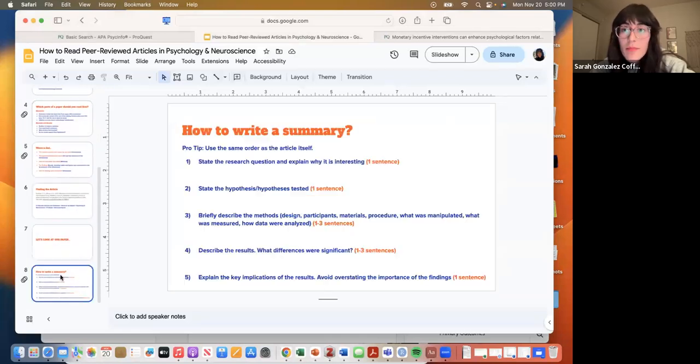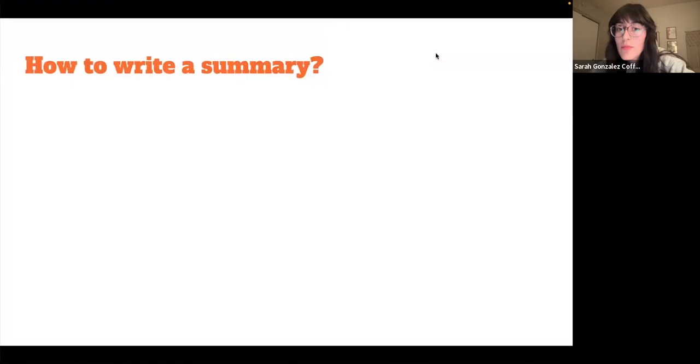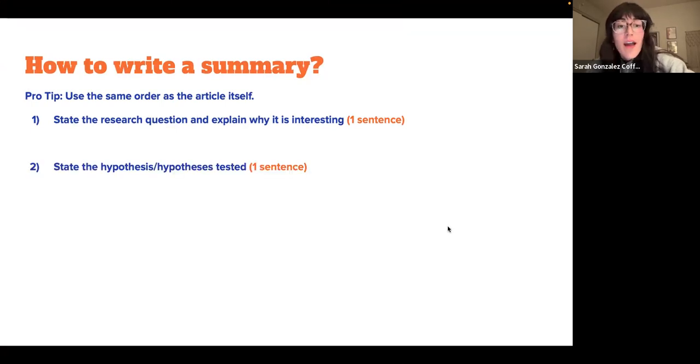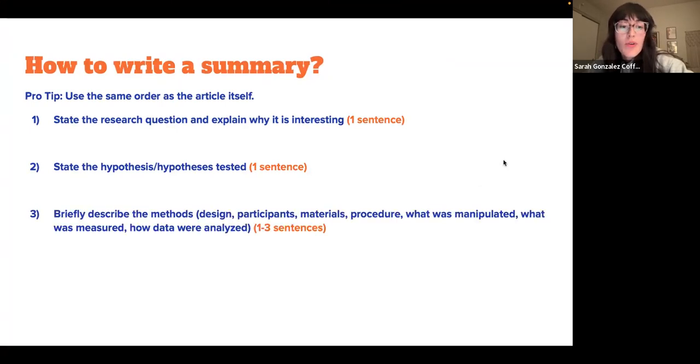So we just looked at our paper, and now I want to provide one more slide on how to write a summary. Pro tip: you can use the same order as the article itself. State the research question and explain why it's interesting, about a sentence there. Next, state the hypothesis or hypotheses tested if there was more than one, and that can be about a sentence. You can briefly describe the method, so design, participants, materials, procedure, what was manipulated, what was measured, how data were analyzed, in 1 to 3 sentences.